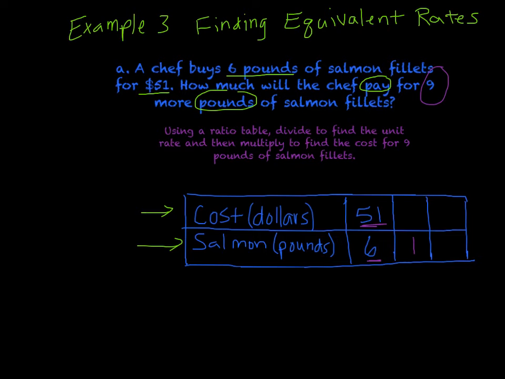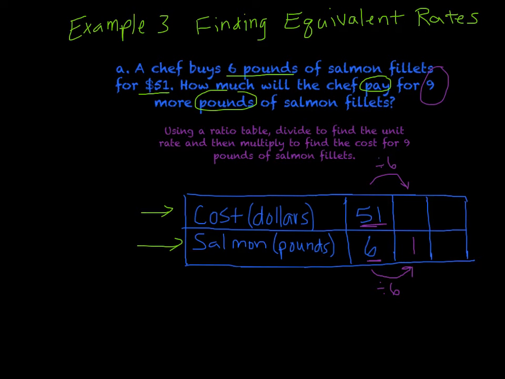So with that being said, I have to figure out how to get to 1 pound. That 1 pound is really, really important, because if you don't find out what 1 pound equals, you're not going to be able to find out what 9 equals. We only know what 6 equals. So, how did I get from 6 to 1? Well, you divide by itself. Anything divided by itself equals 1. 6 divided by 6 equals 1. Well, I have to do the same thing on the top that I do on the bottom.